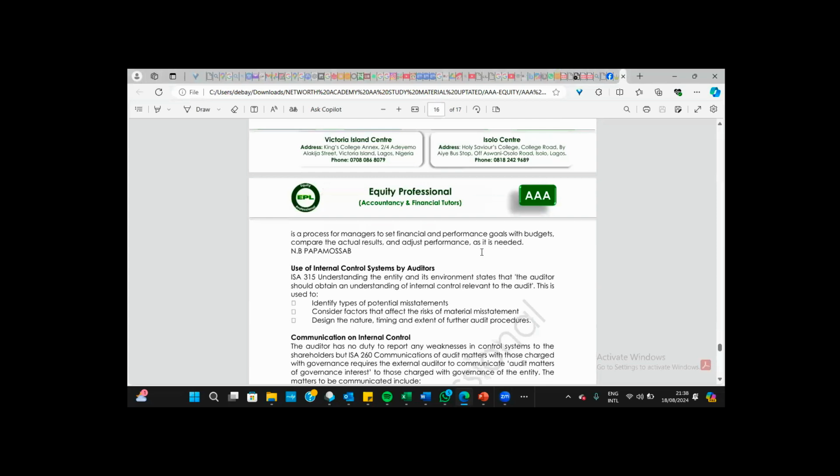Now, what internal control does to the auditor, the external auditors, essentially is this. Number one, it makes it easier for them to identify types of potential misstatement. So by evaluating the internal control system, they can detect if the account system contains some material misstatement, and they quickly try to address the area or the issue.